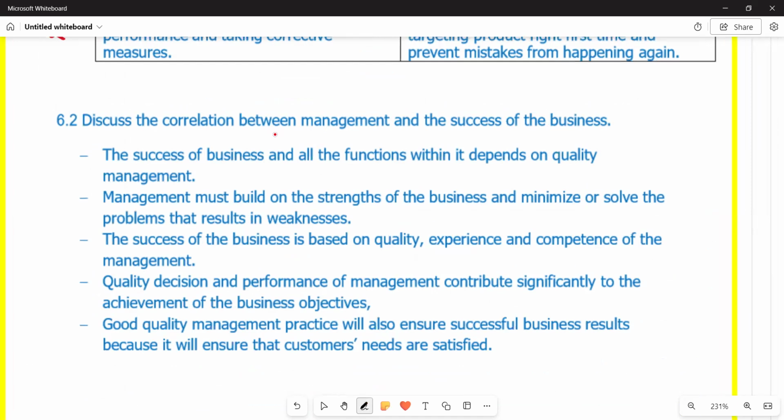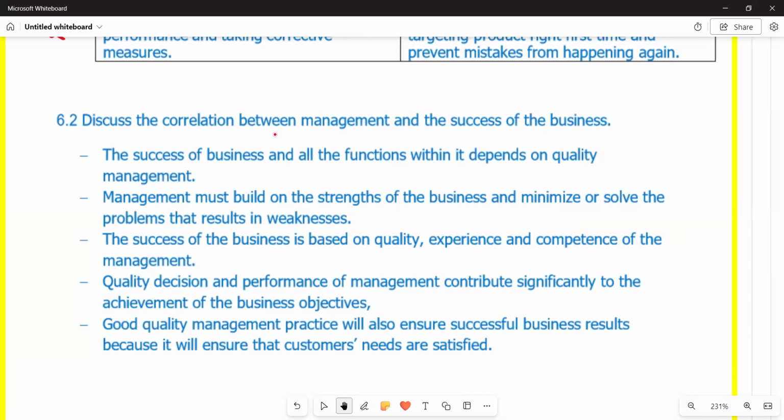So the first point that we have is that the success of the business and all the functions within it depends on quality management, which is very correct. We know that success actually depends on the quality management. And we are saying usually there is a positive relationship that exists between management and success of the business. That if we've got a good management, we are going to have a better successful business.